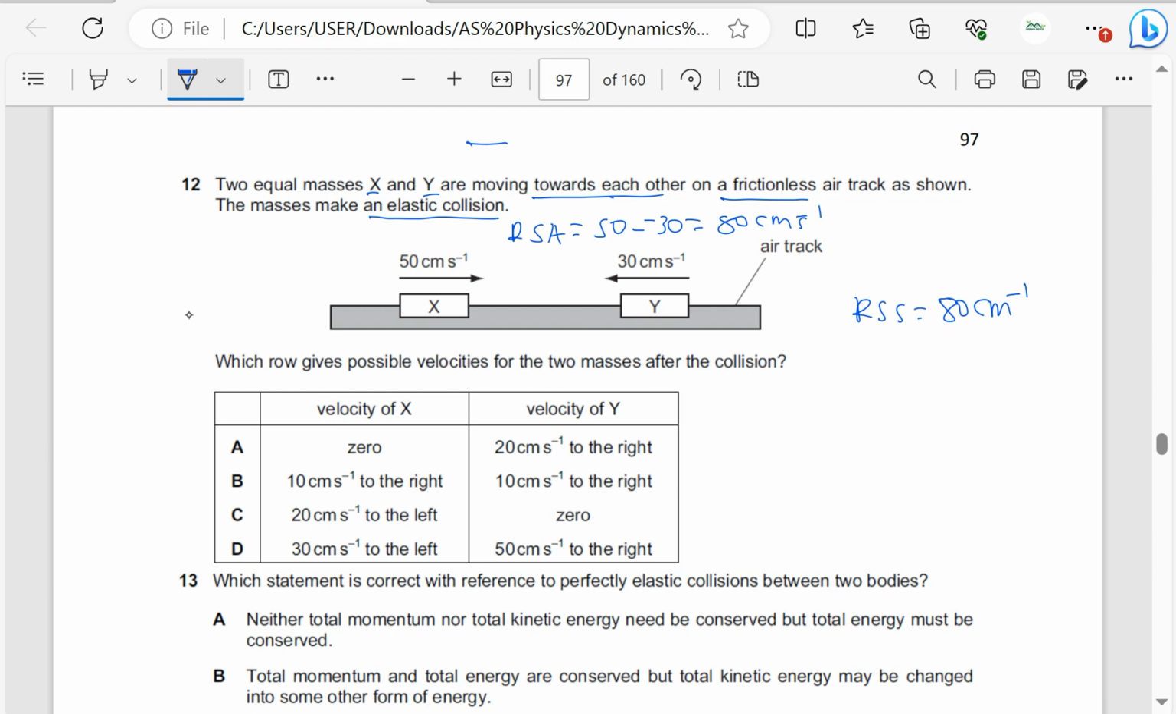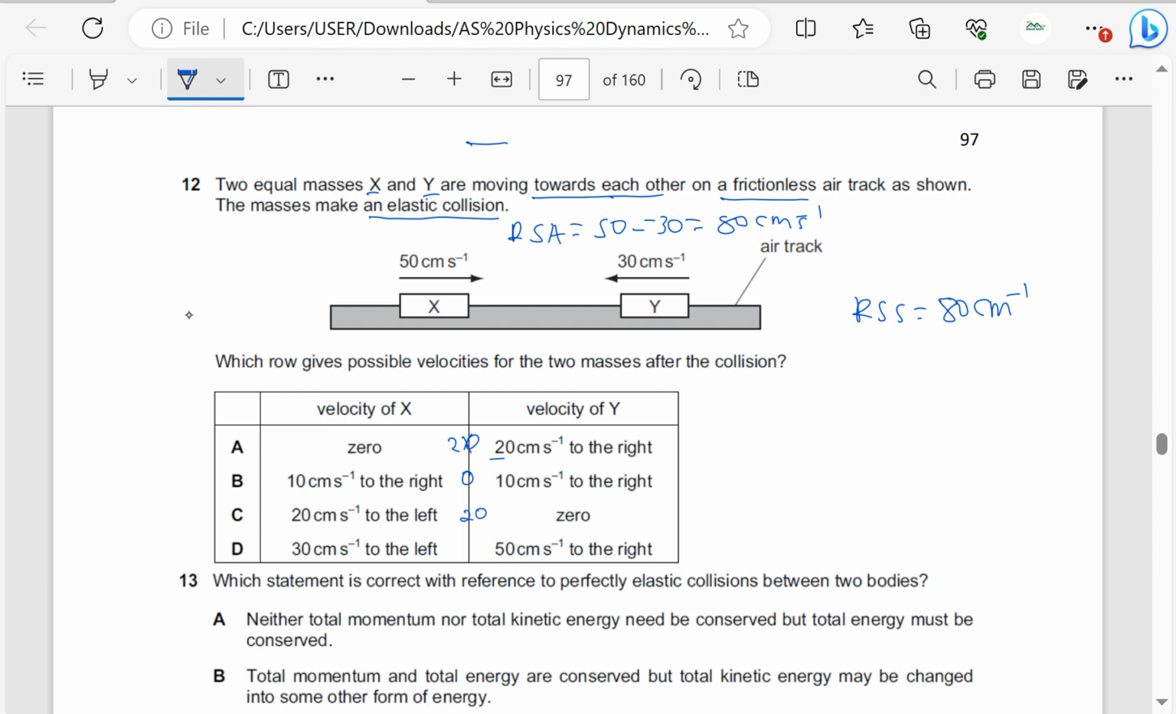So which law gives possible velocities for the two masses after the collision? Let's first check the relative speeds of separation. This one is 20 minus 0, so this is out. This is 10 to the right and 10 to the right. The relative speed of separation there is 0. Here it is 20, here it is 0. 20 to the left, 0 to the left, so this is still going to be 20.